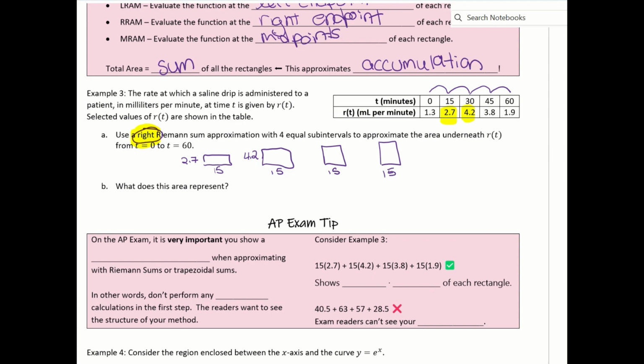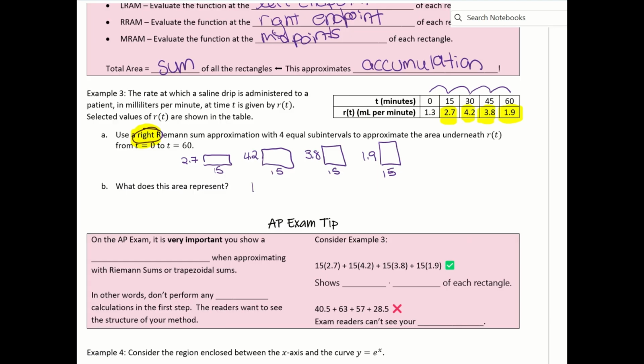We're going to use the right side of this interval, 3.8, and the right side of this interval, 1.9. So do we end up ignoring the 1.3? Yes, because we're only using the right side outputs. So then we're going to find the areas of these 4 rectangles.